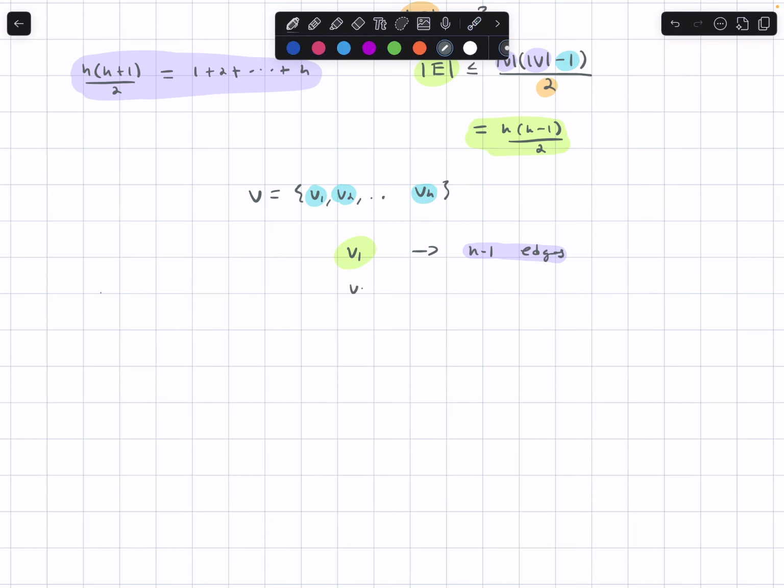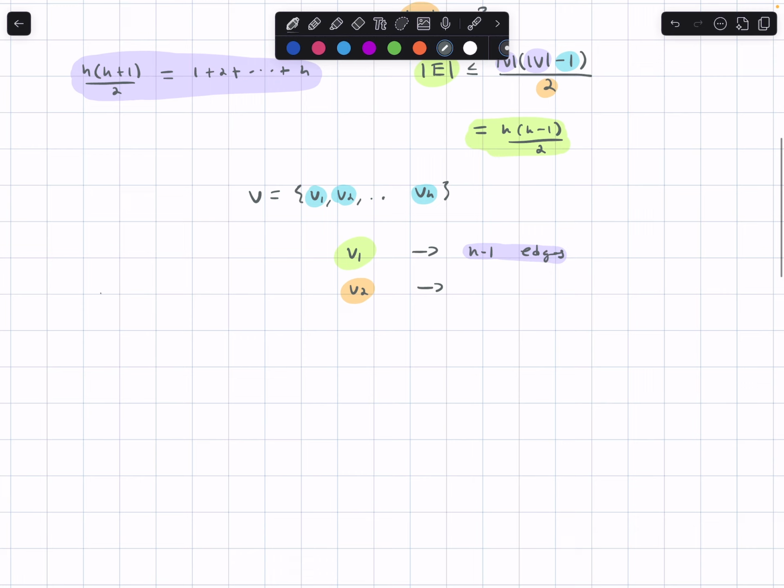And then we think about V2. How many edges could we get using V2? Well, we've already connected it to V1, so we're not going to count that one. But we could connect it to V3 all the way through Vn. We could connect it to those vertices and make new edges. And how many edges would we make if we did that? Well, now it's connecting to all of these n vertices except for V1 and V2. So there's going to be n minus 2 new edges that we can make, not double counting the edge that we made by connecting V1 to V2.